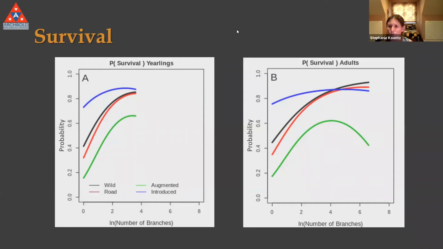If we look over on the right in the adults figure, we see that there tends to be, at larger sizes, a leveling out or even a decline in probability of survival. That's expected. As plants get larger, they start to reach the end of their life, and so they might actually start to see a decline in survival because they've been around for a while.